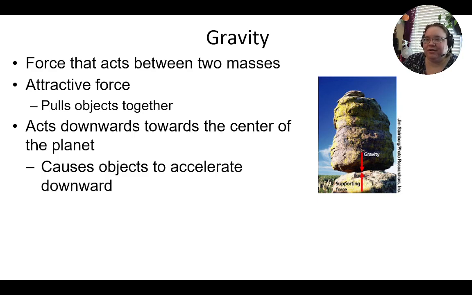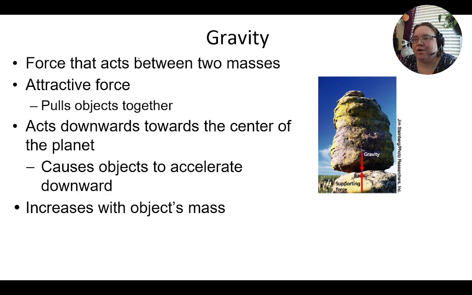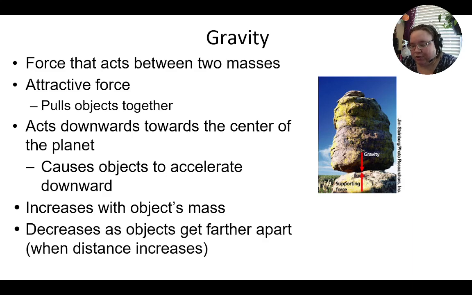Now, typically gravity is going to cause the objects to accelerate downwards. This is why when we let something go up high, it falls toward the ground. Now, gravity will always increase with the object's mass. It increases with the mass of the planet and with the mass of the object. Gravity will decrease the further you get from the planet or further you get from the object. So, an object close to Earth has really high gravity acting on it, while an object out in outer space has very low gravity acting on it.